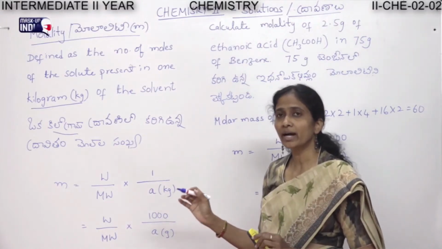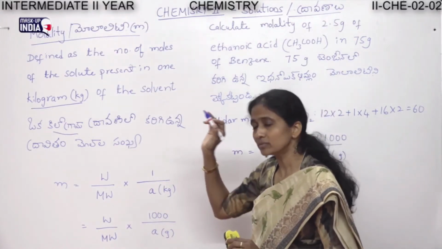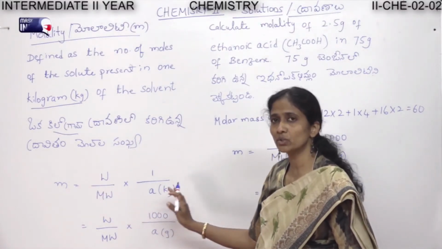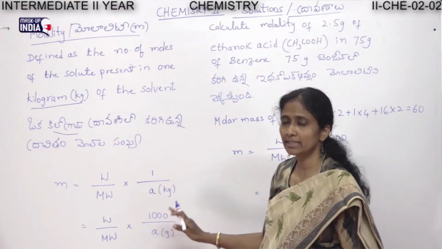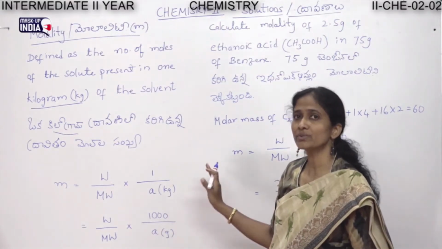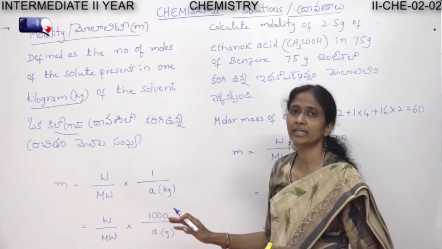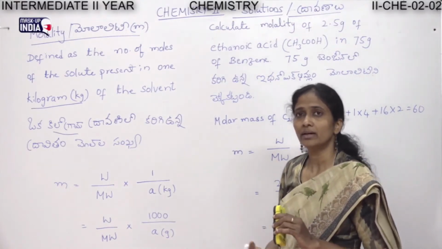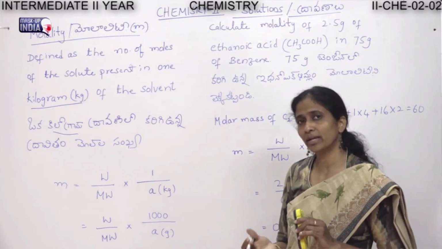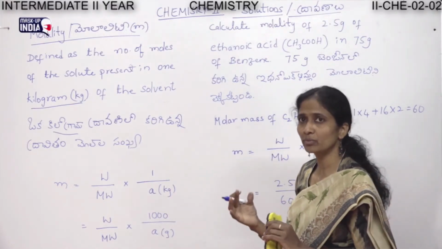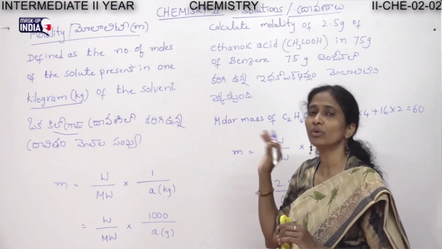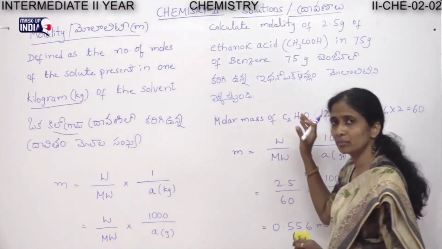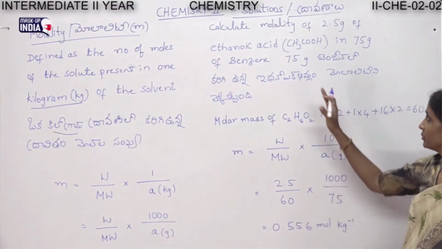When we come to molarity, the formula goes like this: capital M equals weight by molecular weight into 1/V in liters, or else 1000/V in milliliters. Depending upon that, we have solved one problem from molarity. Now we are going to solve one more problem, that is from molality. Okay, now we are talking about molality. A very simple and easy problem, here it is.